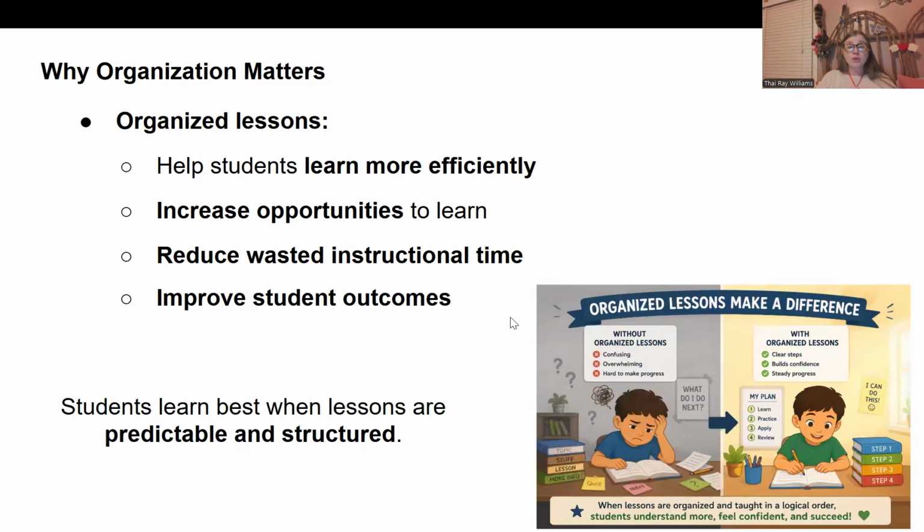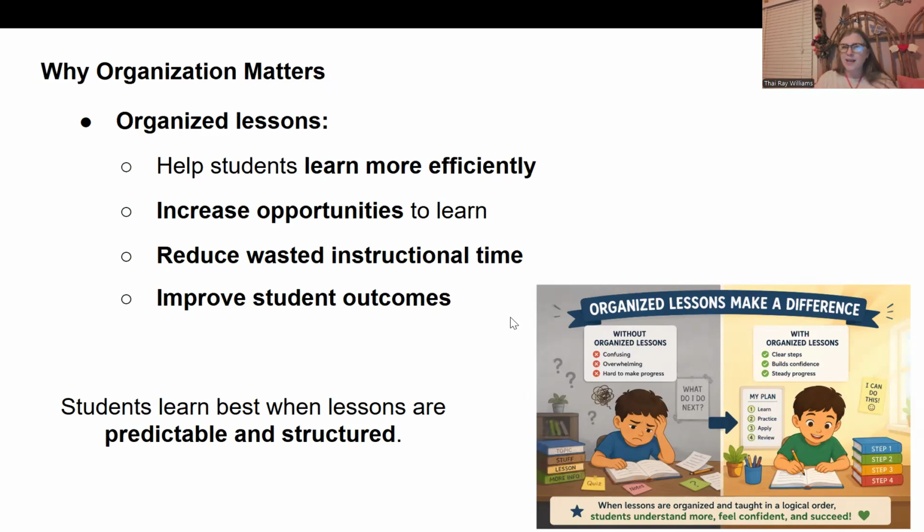So students learn best when lessons are predictable and structured. Without organization, students become overwhelmed. They can be confused. It can be hard for them to make progress. But when it is organized, there are very clear steps. It builds their confidence, and students can make steady progress. It helps them understand, it builds their confidence, and it helps them succeed.